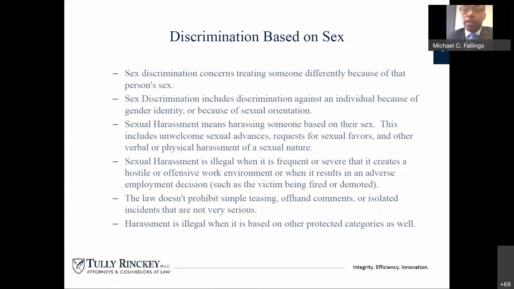Sexual harassment is illegal when it's frequent and severe. And the standard you'll see is severe or pervasive, such that it creates a hostile work environment. The other option under sexual harassment when it becomes illegal is when it results in an adverse employment decision, such as a quid pro quo, where an employer will condition an offer of employment on sexual favors. The law doesn't prohibit simple teasing, offhand comments, or isolated incidents that aren't very serious, but it does prohibit harassment when it's based on the protected categories that we've mentioned.